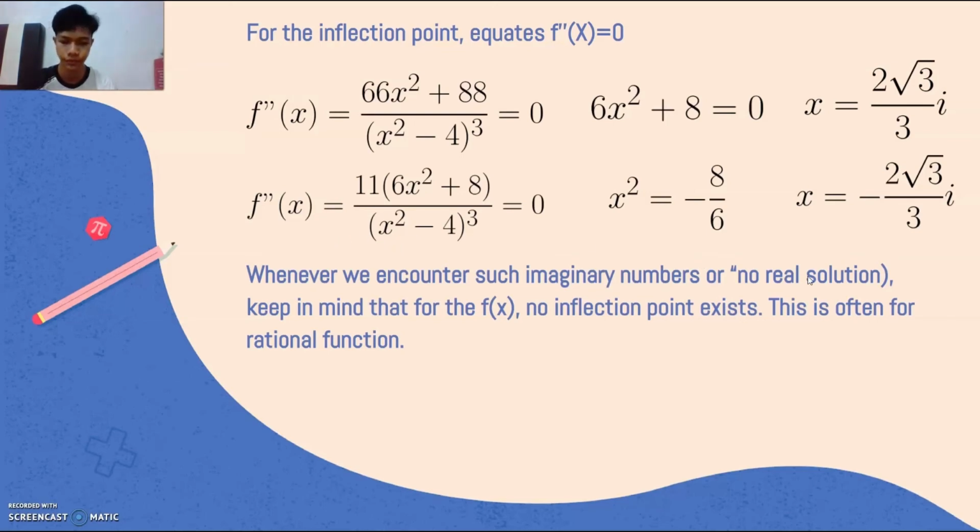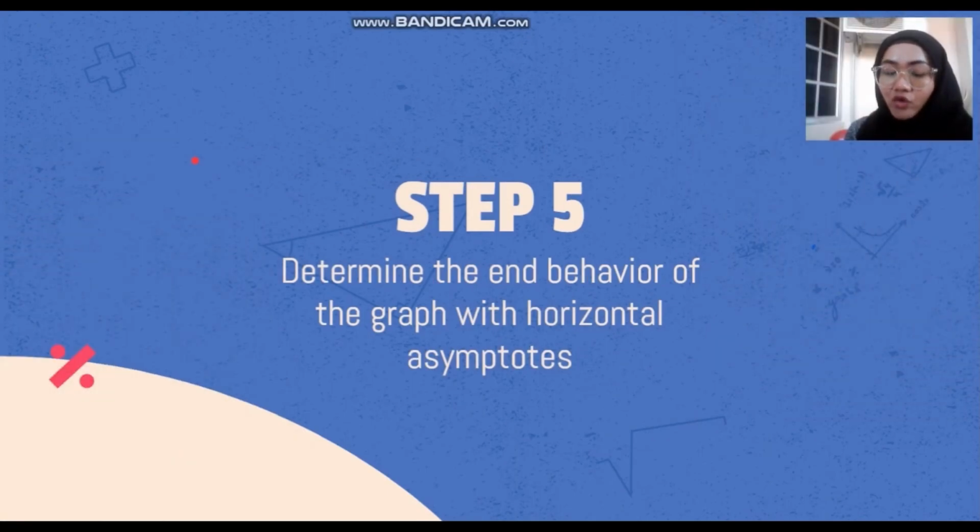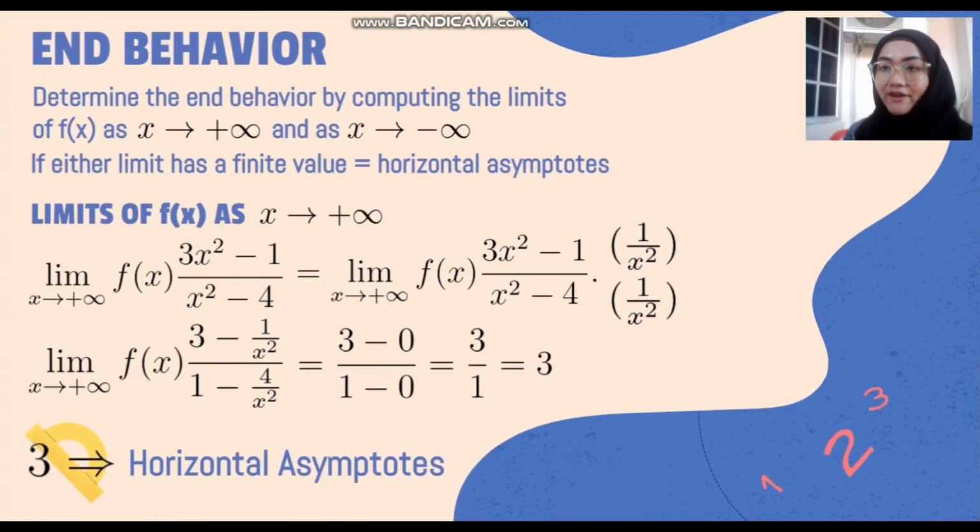In step 5, we want to determine the end behavior of the graph with horizontal asymptotes. In other words, we want to know where the horizontal asymptotes are. As I've mentioned before, we want to determine the end behavior by computing the limits of f(x) as x tends to positive infinity and the limit as x tends to negative infinity. So if either limit has a finite value, then it is the horizontal asymptote.